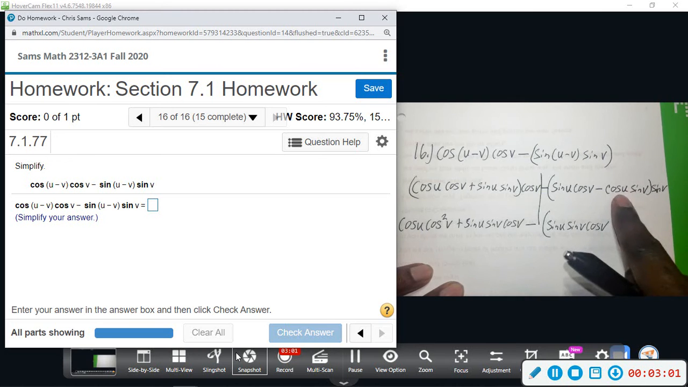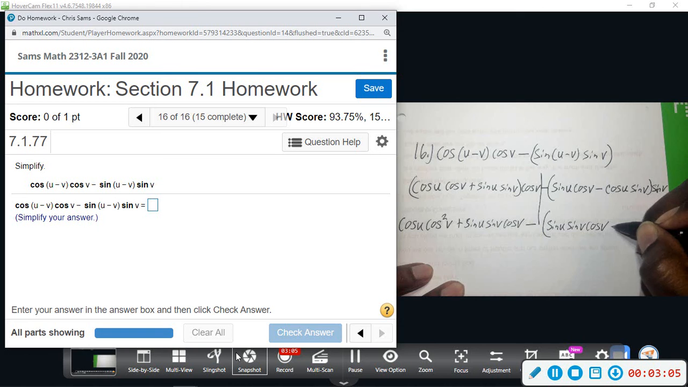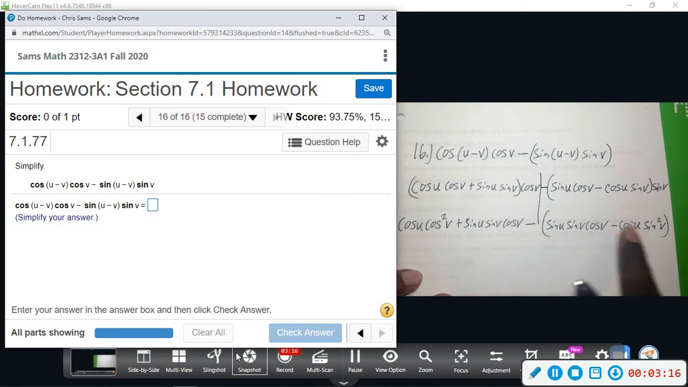Now we got to do it here. It's going to give us a sine v squared. So minus cosine u sine squared v. So now I'm going to distribute the negative 1 throughout here. So this is going to become negative, this will become positive, and then we'll combine like terms and see what we have.